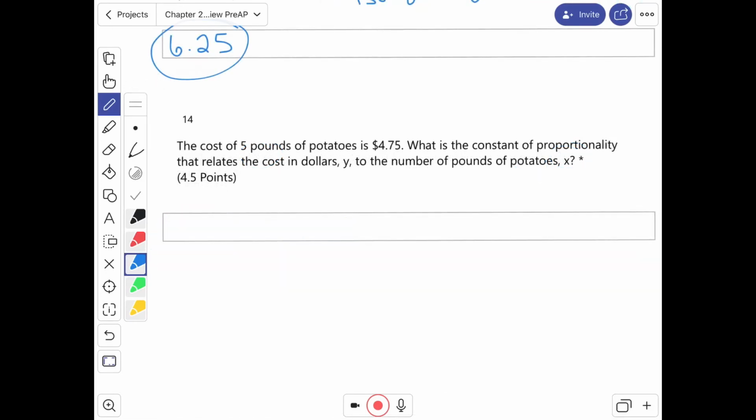Next question. The cost of 5 pounds of potatoes is $4.75. What is the constant of proportionality that relates the cost in dollars, Y, to the number of pounds of potatoes, X? I know it's a very wordy problem, but all it's really asking for is the unit rate. What is it for 1 pound of potatoes? Well, to find 1, we're going to divide $4.75 for 5 pounds. The constant of proportionality is the unit rate.